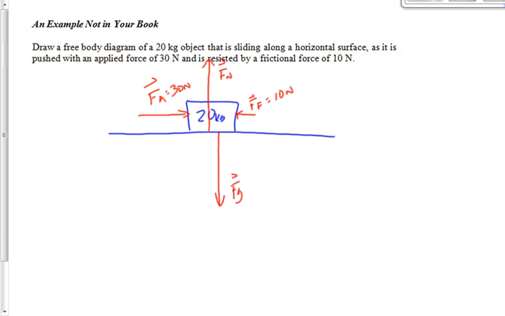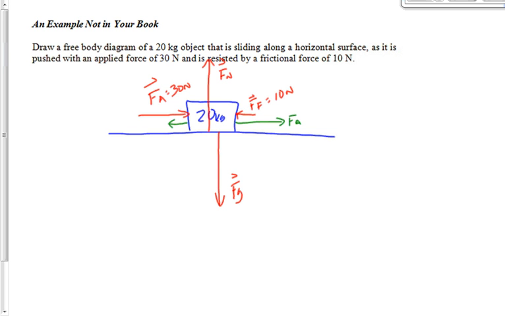Now, you could have drawn it like this, with the applied force to the right and friction to the left right here. Would that have worked? Sure. It doesn't matter where we draw the forces, as long as we have the applied force drawn roughly 3 times as long as the force of friction. Is that okay?